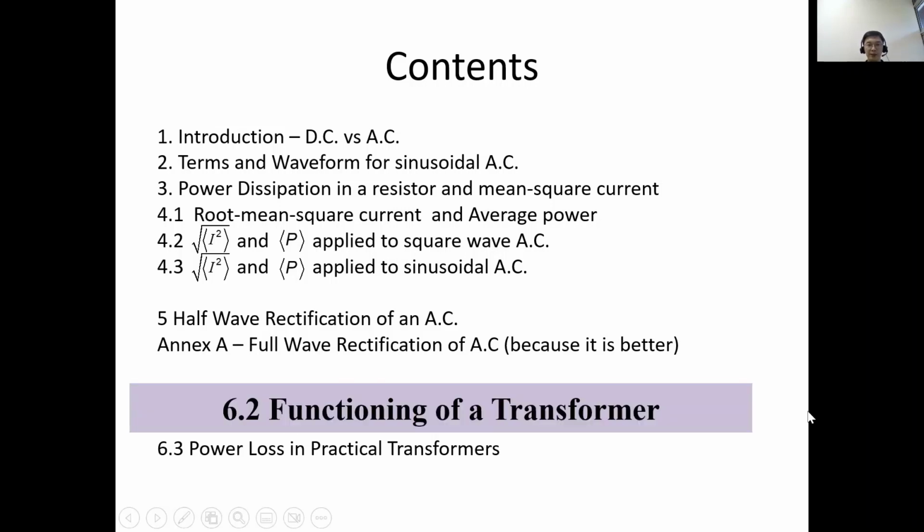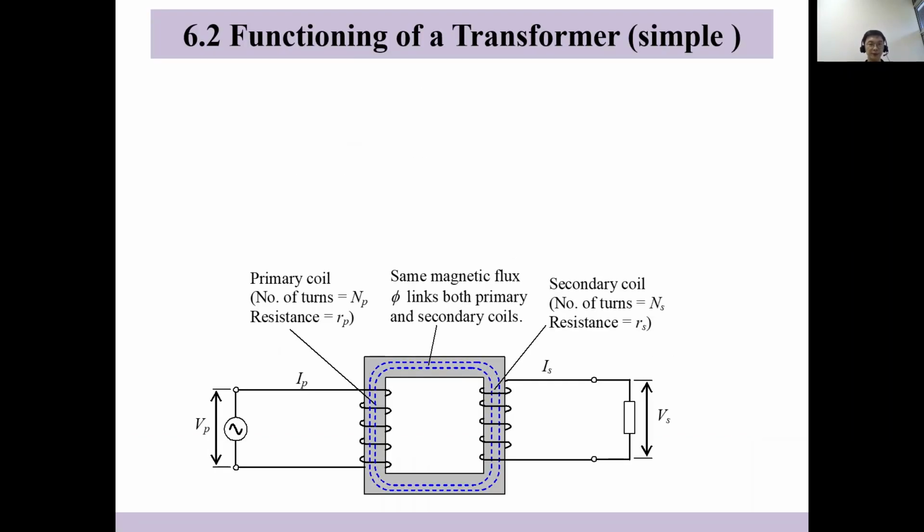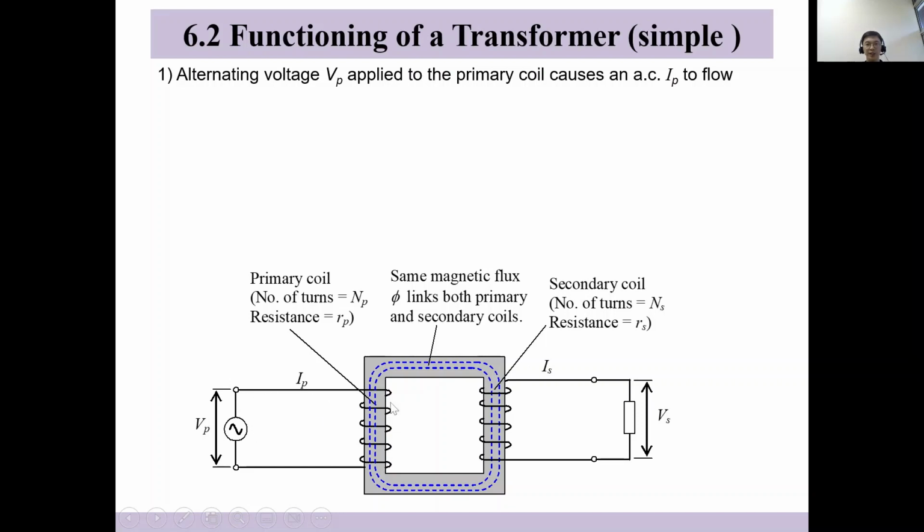We now begin part 6.2, how a transformer works, or the functioning of a transformer. So you have first an alternating voltage applied on the primary side, right? And because the circuit is complete, alternating current will flow. Using the knowledge that you have learned from electromagnetism, when you have current flow, you create a magnetic flux. But because the current is alternating, you have an alternating magnetic flux in the primary coil.